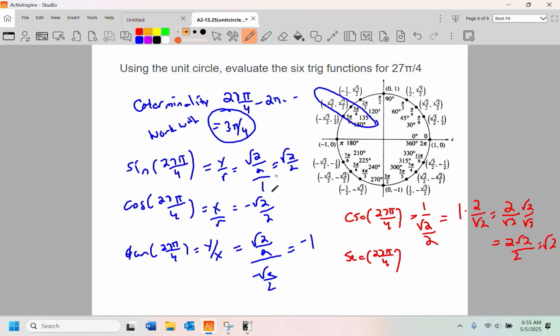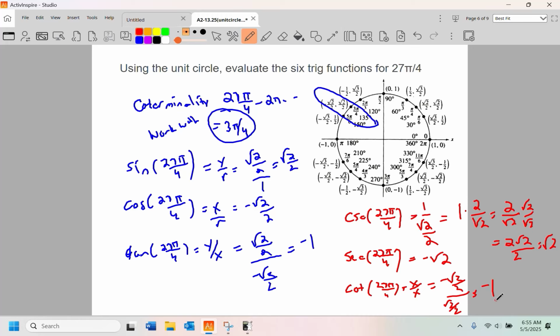Now notice that these are the same, except for signs, so these are going to be the same except for signs, negative root 2. And lastly, we have the cotangent, which is x over y, and it's going to be the same as this, except you're going to have the negative root 2 over 2 on the top and the positive root 2 over 2 on the bottom, and it's still going to be negative 1.